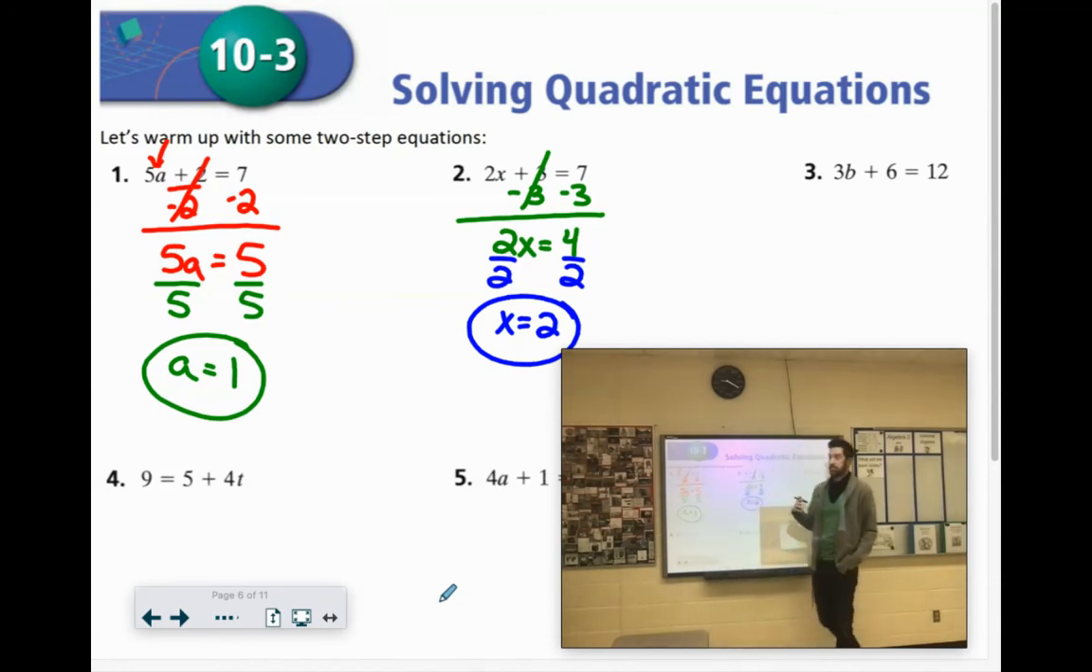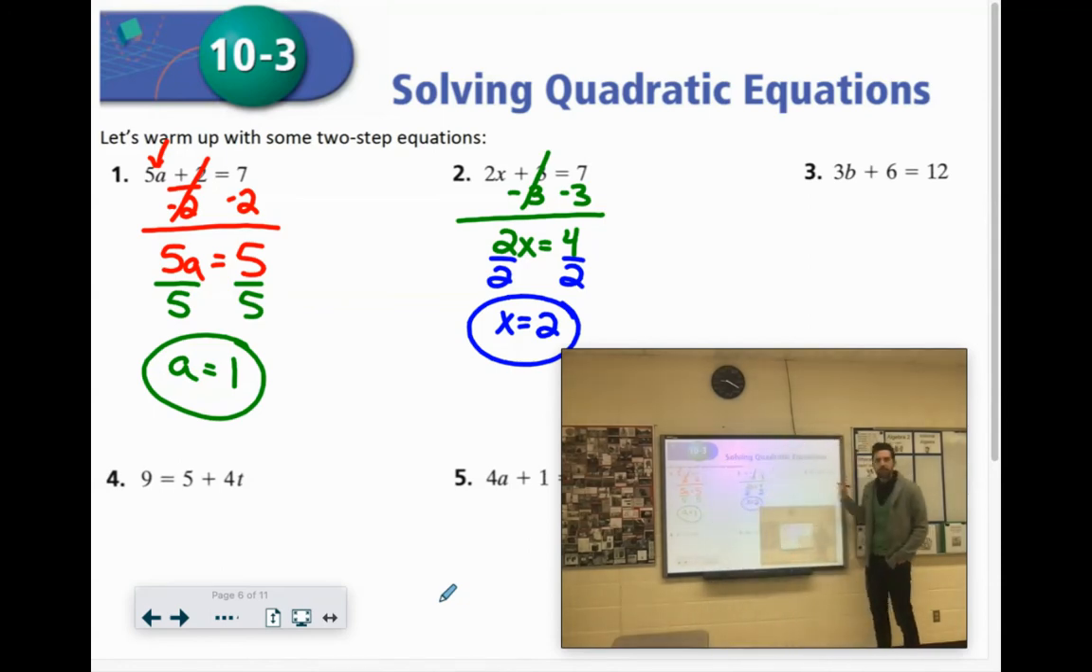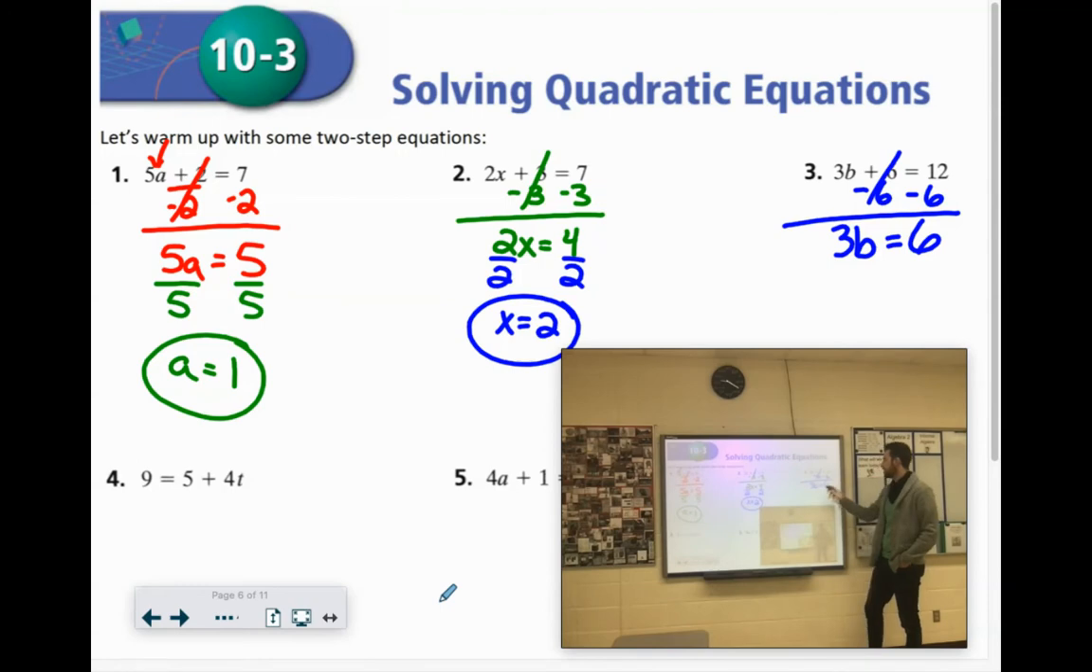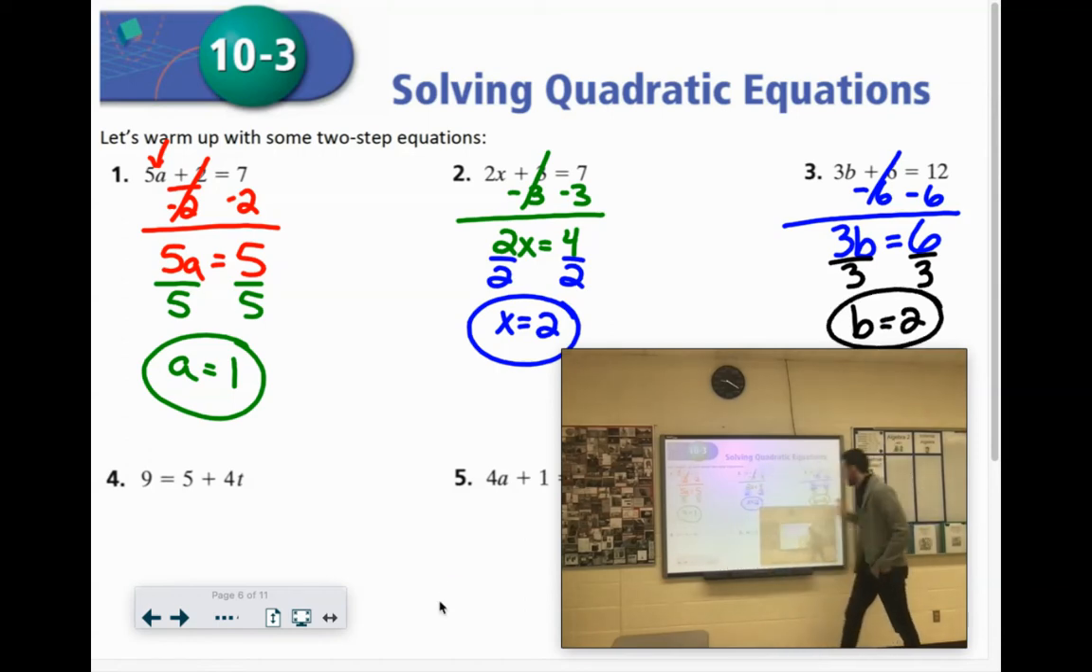3b plus 6 equals 12. Well, obviously, minus 6. 6 minus 6 is 0, so 3b equals 12 minus 6 is 6. We'll divide out the 3 to undo that multiplication, and 6 divided by 3 is 2. All right, let's try 3 more.